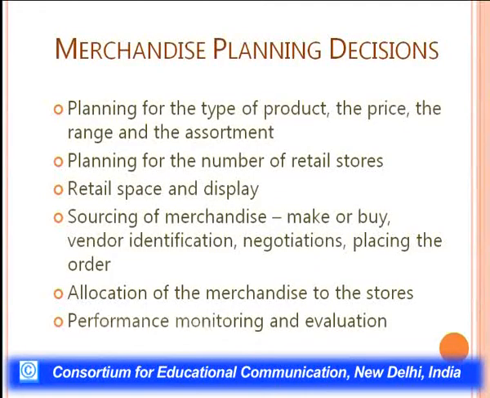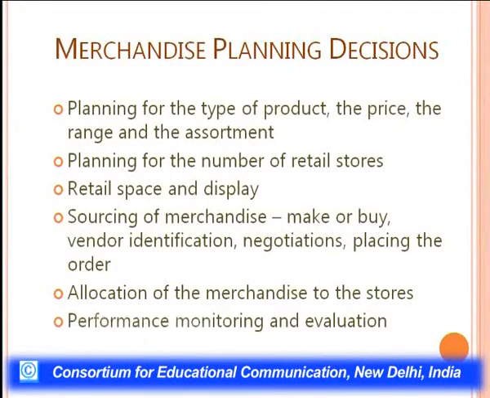Now, when we talk about merchandise planning decisions, one has to plan for the type of product that you would be holding, the price of the product, the various ranges within which the merchandise would be made available, and the whole assortment of that merchandise, which is nothing but all the possible products you would be offering within that item or within that particular category. One has to also plan for the number of retail outlets, that is, whether you would like to branch out into multiple retail stores or chain stores, or confine your efforts to only a single store in the city. One also has to plan effectively for retail space and displays, because the merchandise has to be displayed in an effective manner. You also have to decide on the sourcing of the merchandise, like whether you want to make or buy that particular thing.